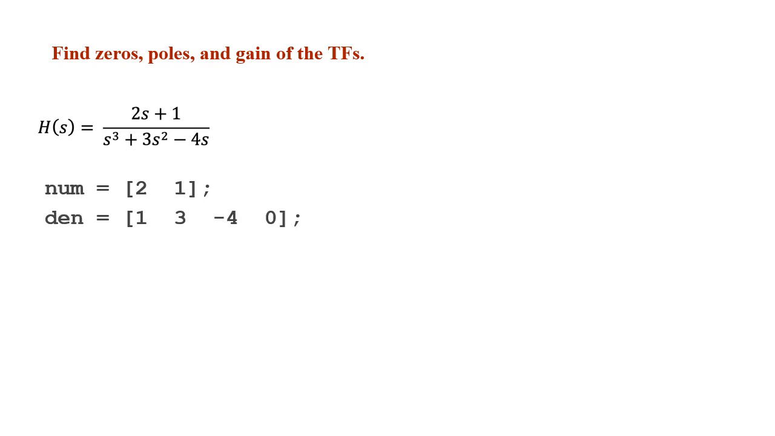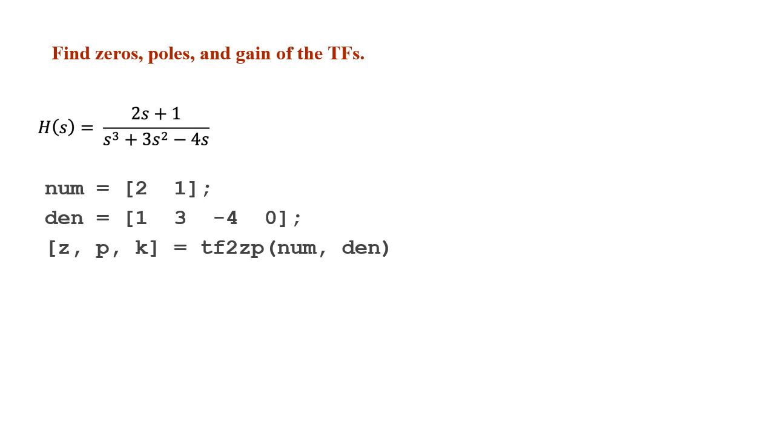Notice that the constant is missing from the denominator polynomial. This way, in place of it, we're going to put a 0. The next step is to simply call the tf2zp function and provide the numerator and the denominator as inputs. And also notice here we're assigning values to the output variables, so that we have the zeros array first, then the poles, and finally the gain.